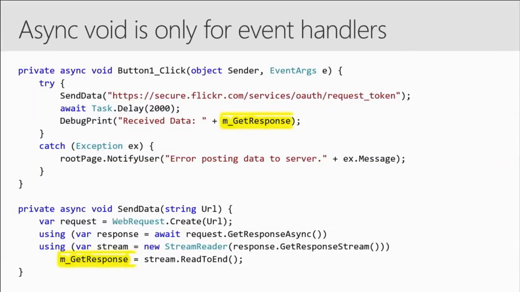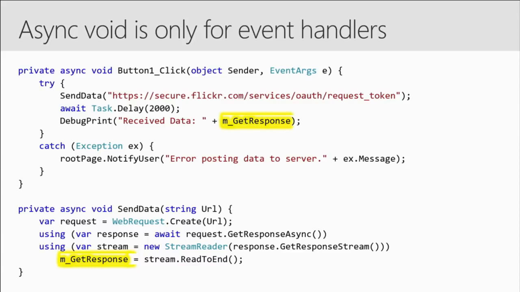So let's take a look at a little bit of code. This is one of my favorite bits of code. Here we have an async void for button one click. In button one click, we call this send data method, and then we do something kind of silly. We await a task delay. And in send data, you'll notice it's async, and we await this get response async. Get response async is a method that is truly asynchronous.